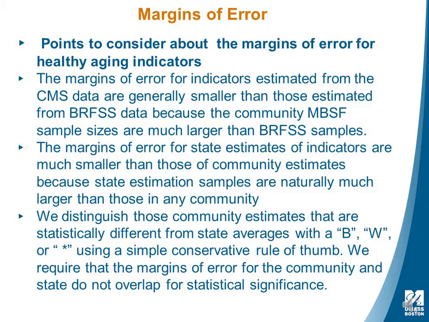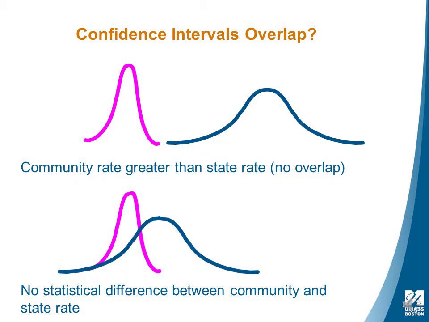We distinguish those community estimates that are statistically different from state average rates with a capital B for better, a capital W for worse, or an asterisk, simply meaning different. And we use a simple conservative rule of thumb. We require that the margins of error for the community rate and for the state rate do not overlap in order to conclude statistical significance. This is graphically shown in this last slide.